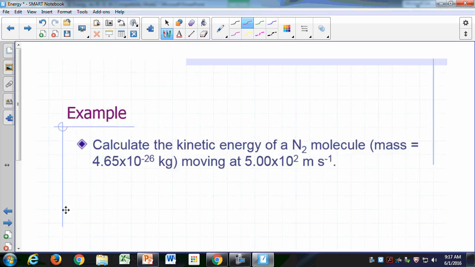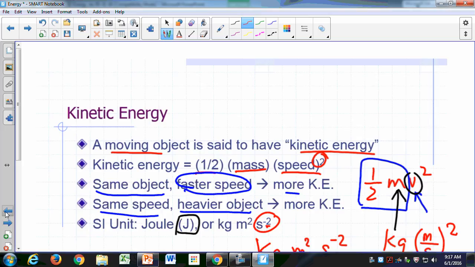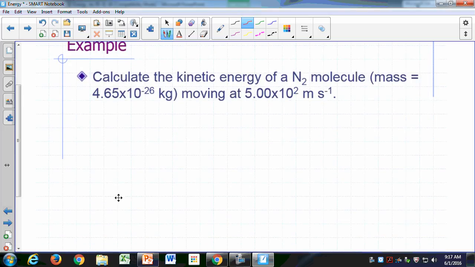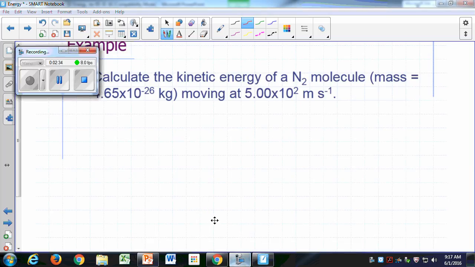So let's look at this example. Calculate the kinetic energy of a nitrogen molecule with a mass of 4.65 times 10 to the -26 kilograms, moving at a speed of 500 meters per second. Pause to give you a little time.